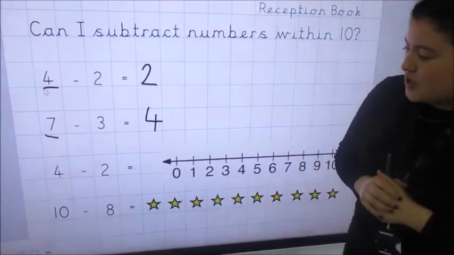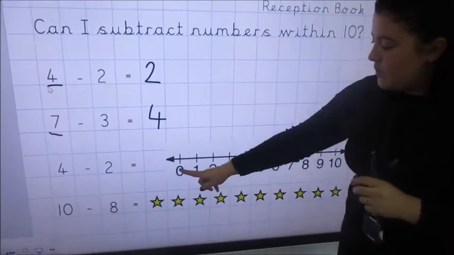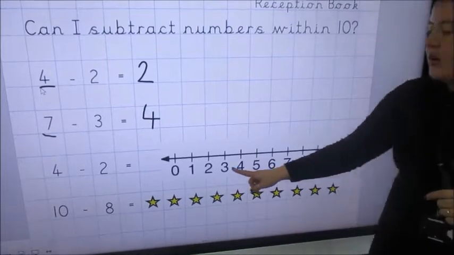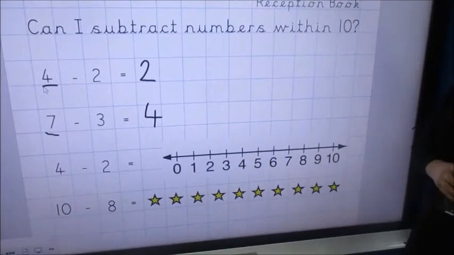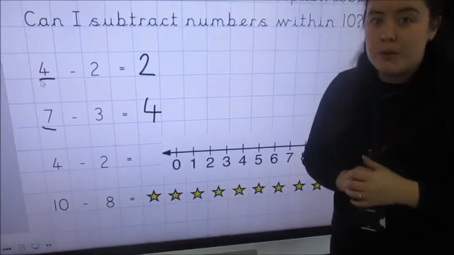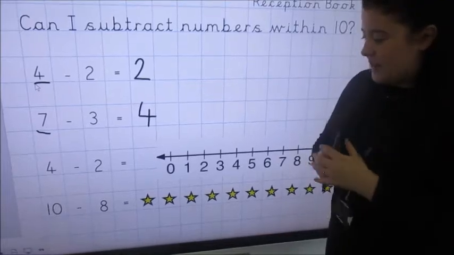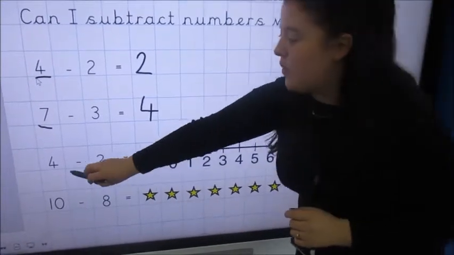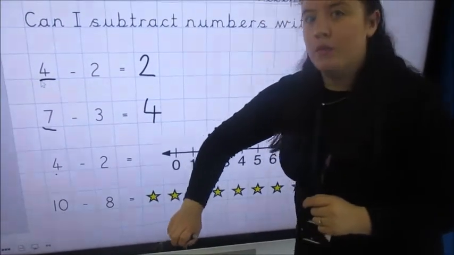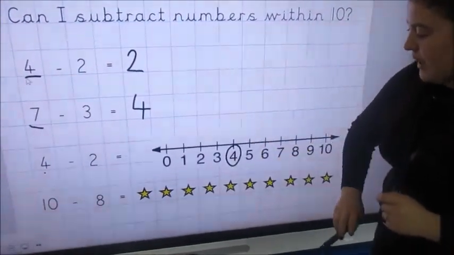Now for our third question, another way we can find out the answer to subtraction sums is with this. Now what do we call this? Shout it out. A number line. Well done. And you will see some of these in your workbook today. So I'm going to model how we'd like to find the answer. So, as always, what number are we starting with? 4. And I'm going to circle it on my number line.